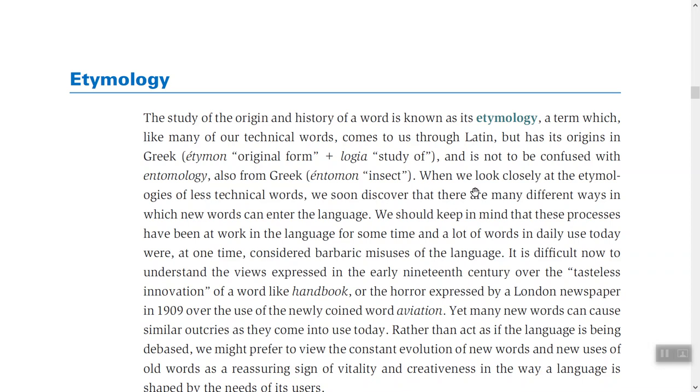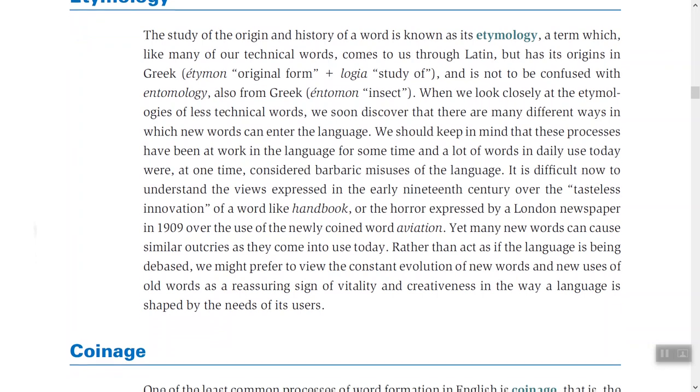When we look closely at the etymologies of less technical terms, we soon discover that there are many different ways in which new words can enter the language. We should keep in mind that these processes have been at work in the language for some time, and a lot of words in daily use today were at one time considered barbaric misuses of the language. It is difficult now to understand the views expressed in the early 19th century over the tasteless innovation of words like handbook, or others expressed by London newspapers in 1909. So this is just an explanation of this terminology and of different words during the century. What's important here is just the definition.